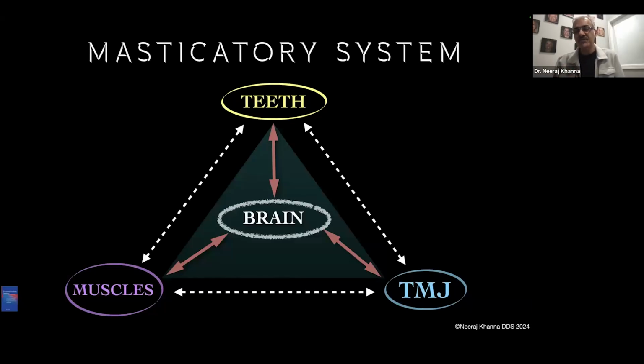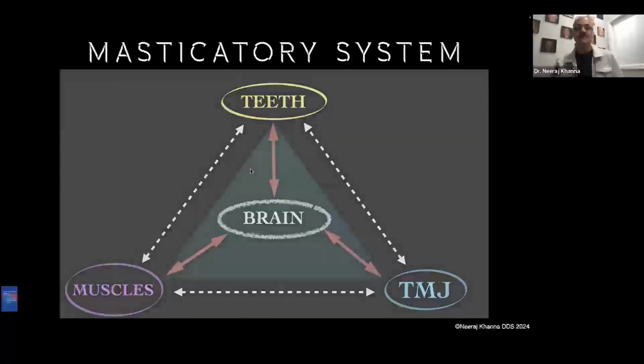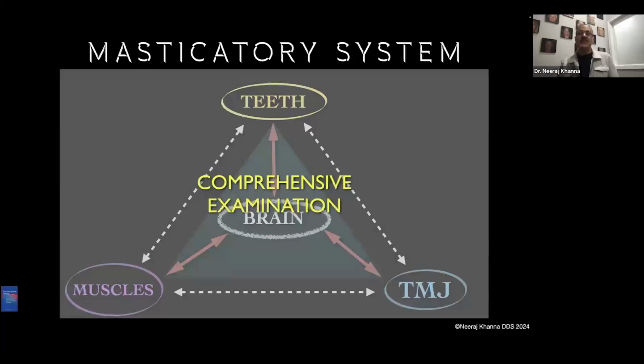And so we have to respect the system. We must always understand that the system is extremely sensitive to the smallest thing, like a piece of hair. So when you're designing occlusion, if it's off by even a little bit, the masticatory system will try to adapt to the best it can. And sometimes during that adaptive phase, things start to fail. And so the only way that we can understand the masticatory system is to do a thorough comprehensive examination.